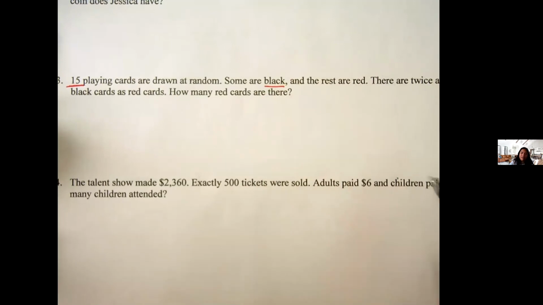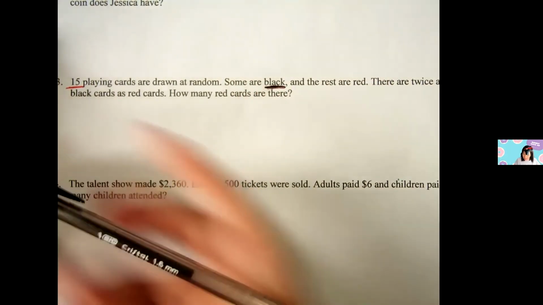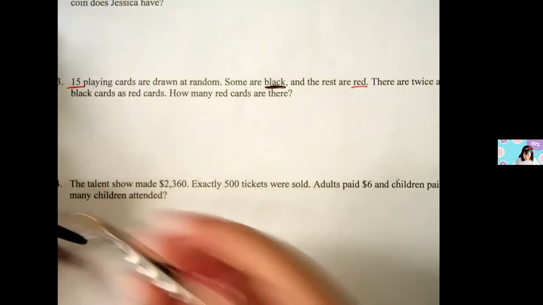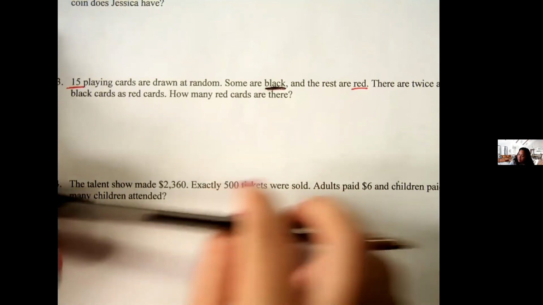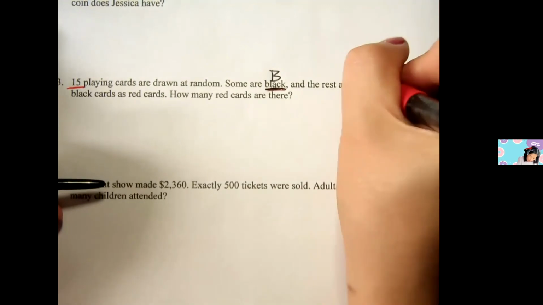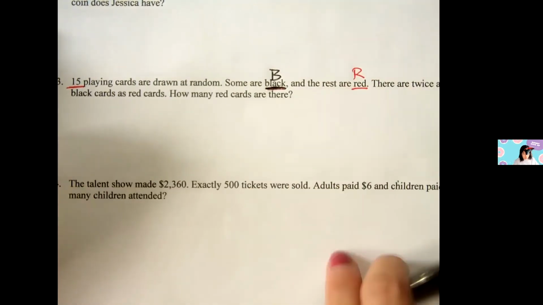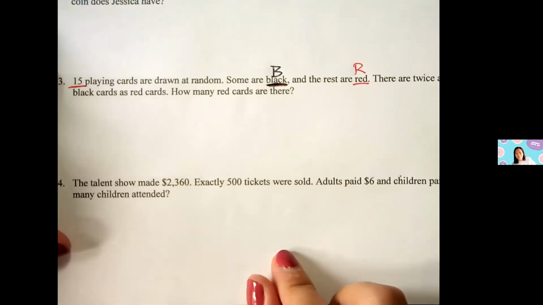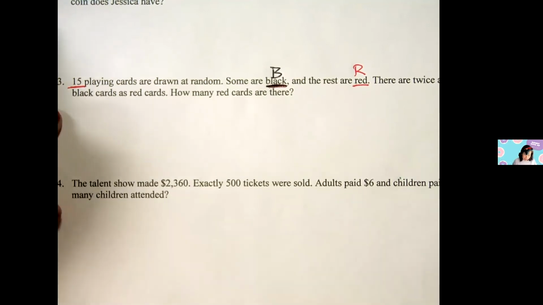Let me use black for black. There you go. And what letter would you suggest for black cards? What variable? B for black, R for red. What did I tell you? Mathematicians, we're lazy. We use the first letter of everything. All right, so here we have the 15 cards of black and red.